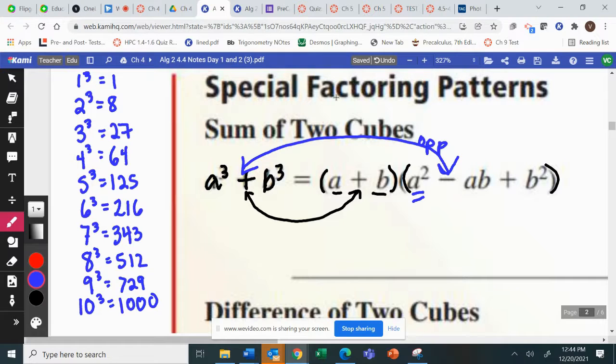In the middle, we multiply the a and the b together. So whatever the a and the b was in the previous parenthesis, we multiply those together. It is always plus, always. And we have b to the second power here. So here's b to the third, here's b to the second.